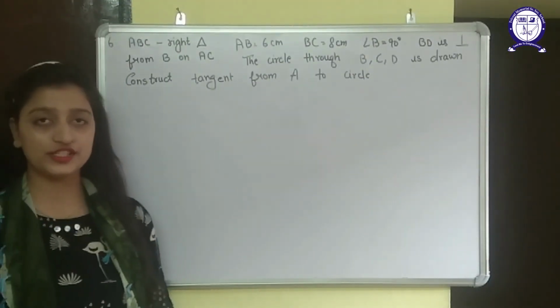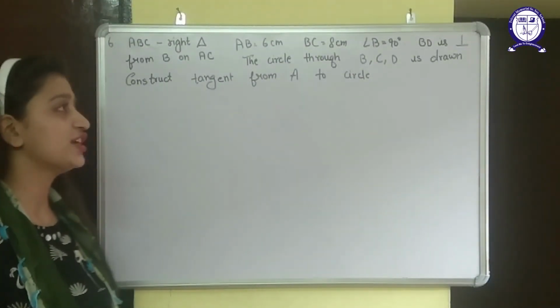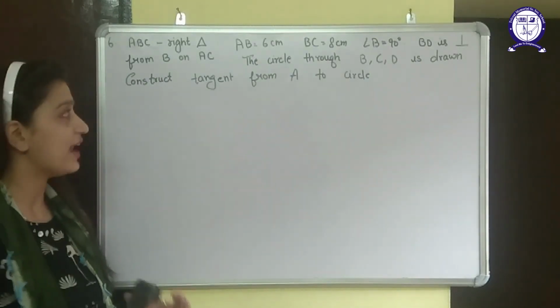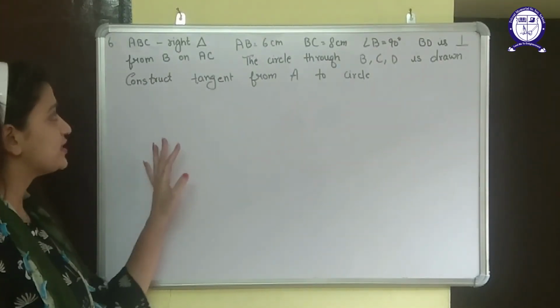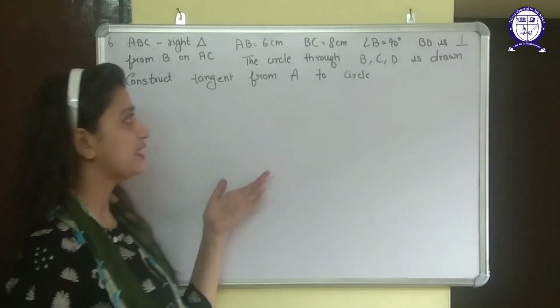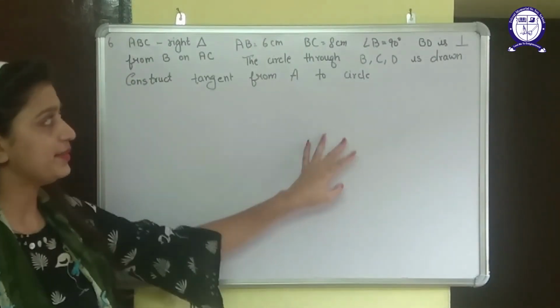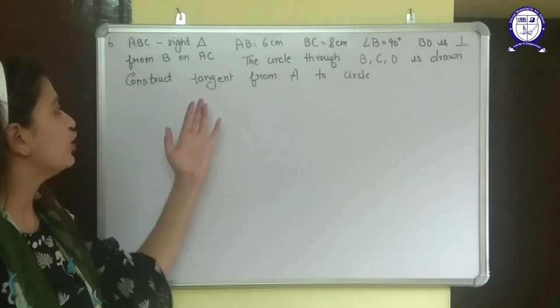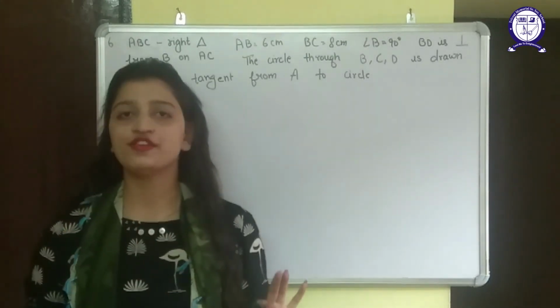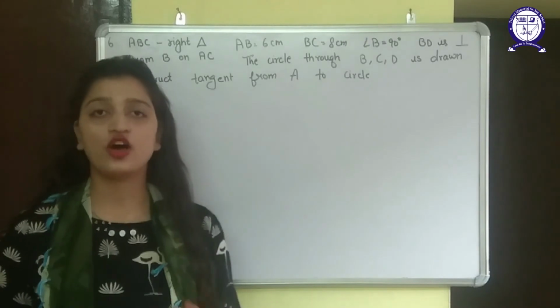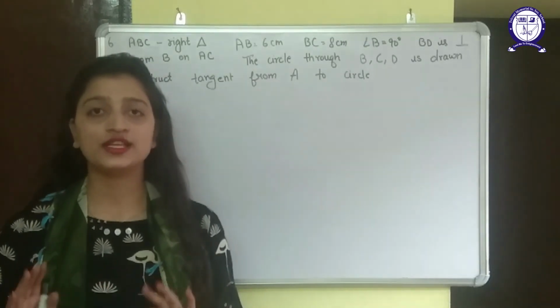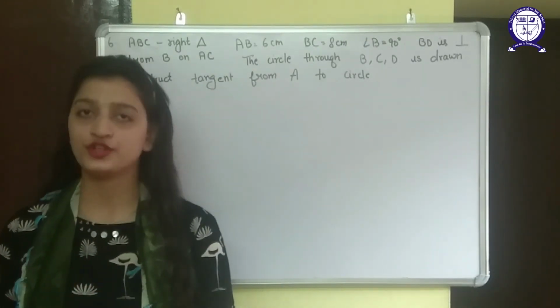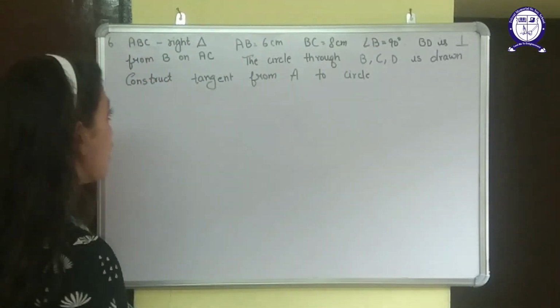Now coming to question number 6. In this question, it is given that there is a triangle ABC such that AB equals 6 cm, BC equals 8 cm, and angle B equals 90 degrees, and BD is perpendicular from B on AC. This is given to us, so I can draw this figure by using the scale and the protractor only.